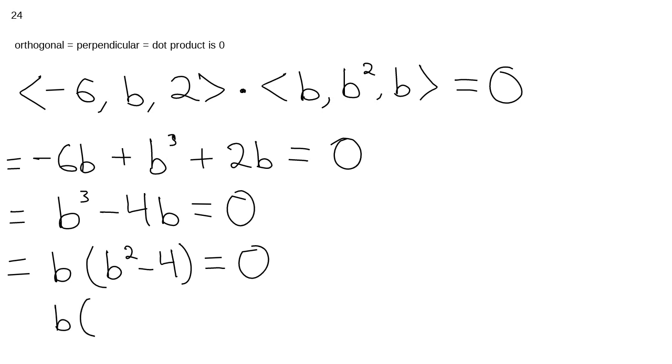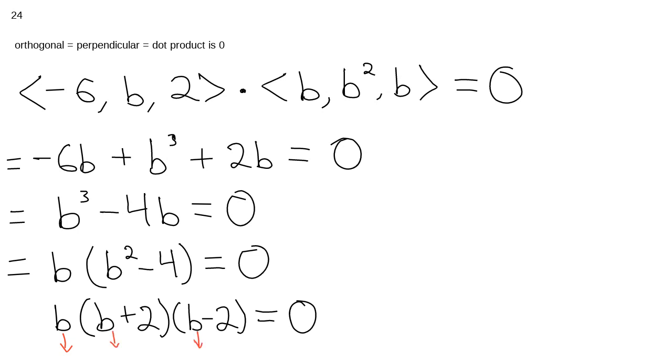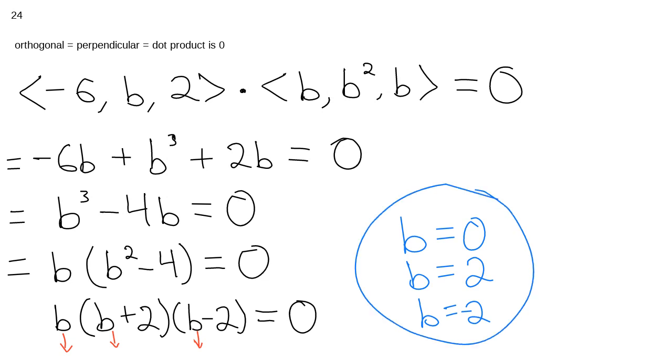Very good. That's a difference of squares, so this is b plus 2, b minus 2. There are 3 b's that will give me 0. What are they? 0, 2, and -2. b equals 0, b equals 2, b equals -2. And that's it. Any questions?